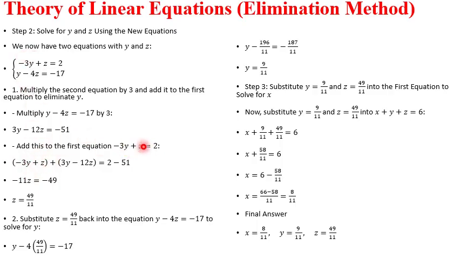When we want to add this and this, what is on the left hand side is added, and what is on the right hand side is added. So minus 3y plus 3y gives us 0. z minus 12z gives us minus 11z, equals 2 minus 51, which is minus 49. So z equals 49 all over 11.